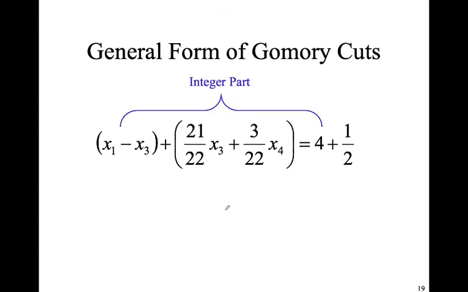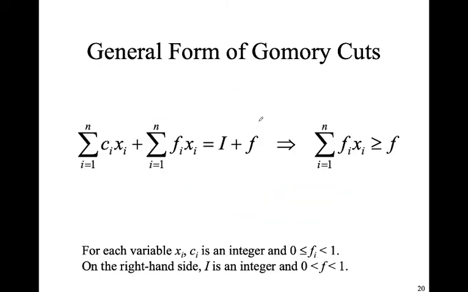So this is the integral part, this is the fractional part, and this is the general form of the Gomory cut. In the Gomory cut, on the left hand side and on the right hand side we have to separate the integral and the fractional part. So this is the integral part, this is the fractional part, this is the integral part, and this is the fractional part. Once we have separated the integral and the fractional part, then we can derive the Gomory cut equation, and the Gomory cut equation will keep only the fractional part.